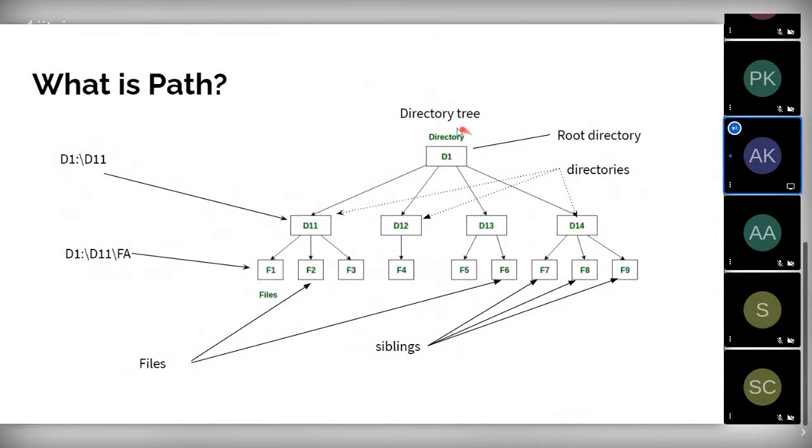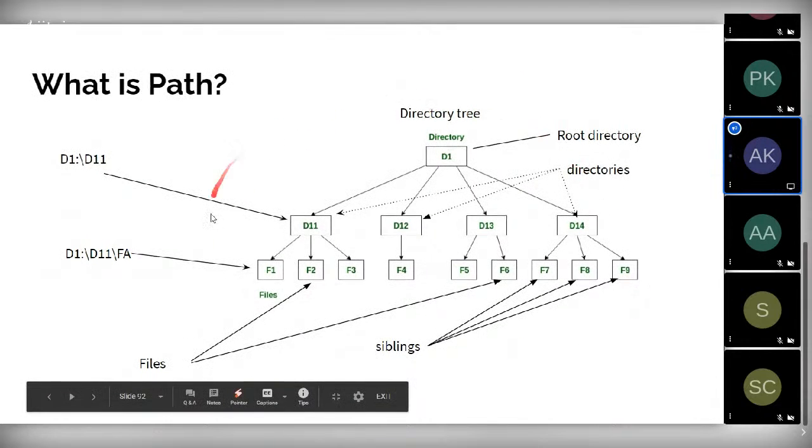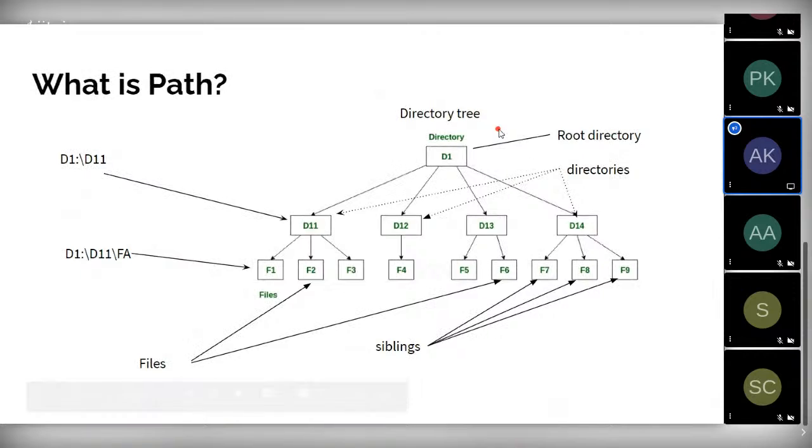This whole structure is called a directory tree because it looks like a tree. In a directory tree, the first element is called the root directory. What is it called? Root directory. And these are examples of directories.